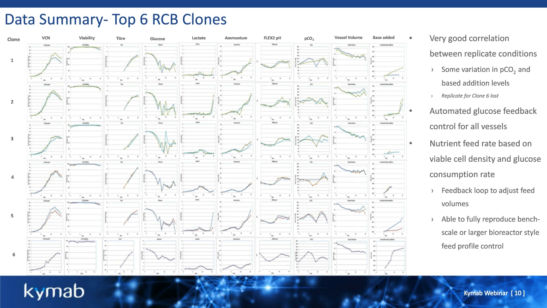During this experiment, we implemented an automated glucose feedback control loop for all vessels. Also, the nutrient feed rate was based on viable cell density and the glucose consumption rate. This was updated every day based on the offline data coming in from the FLEX2. And by using this system, we were able to fully reproduce the bench scale or larger bioreactor style feed profile control.